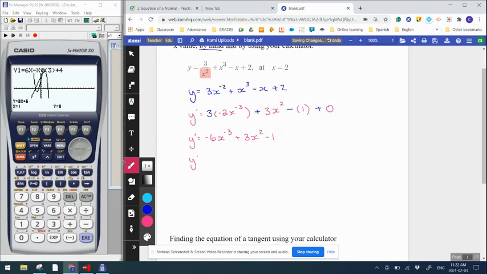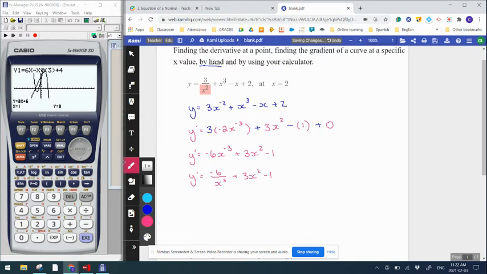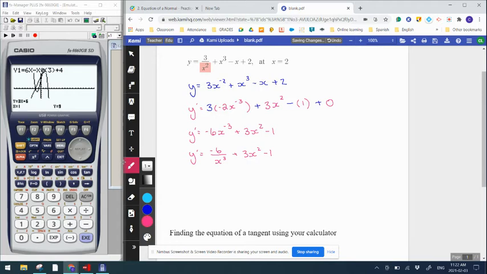To make the math a little easier in my head, I'm going to change this into a proper positive exponent. Now it wants us to find it at x equals 2, so that means I need to replace these x's with 2. So we want to find y prime. We're going to have negative 6 over 2 cubed plus 3 times 2 squared minus 1. So we're going to have negative 6/8 plus 2 times 2 is 4, times 3 is 12, minus 1 is 11.